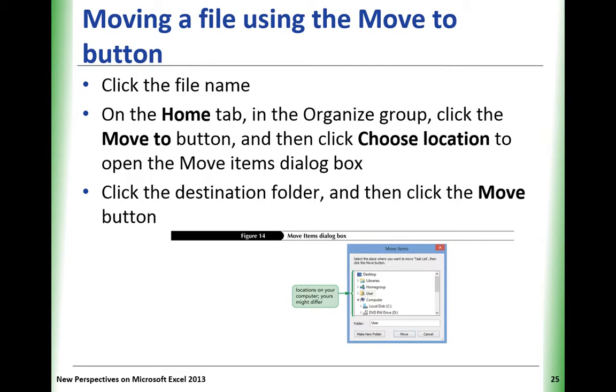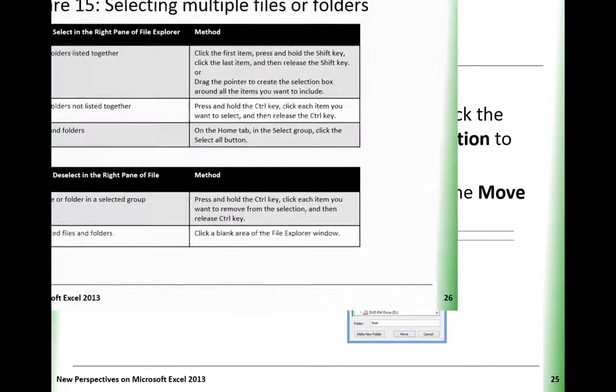Or we can move it using the Move button. Click the file name on the Home tab in the Organize group, click the Move To button, and click Choose Location to open the Move Items dialog box. Click the destination folder and then click the Move button. I prefer Control X, Control V.